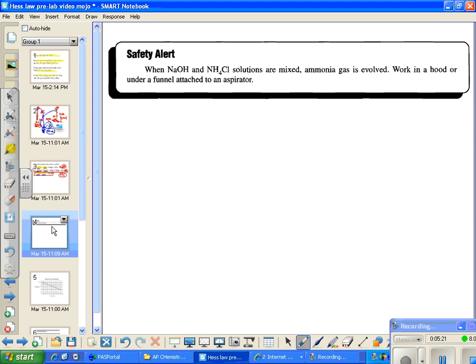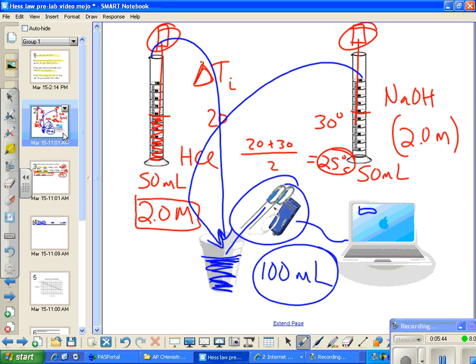One of them, this one, NaOH and NH4Cl, evolves basically ammonia gas. So that one we can only do one at a time in a fume hood. So we're going to work in a fume hood. So that one you cannot do at your lab bench. The chemicals won't be out. They'll actually be in a fume hood, so you have to be aware of that. And you're going to repeat the process, rinse out your cup, and you start over.